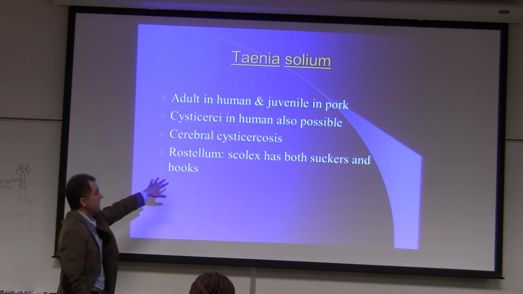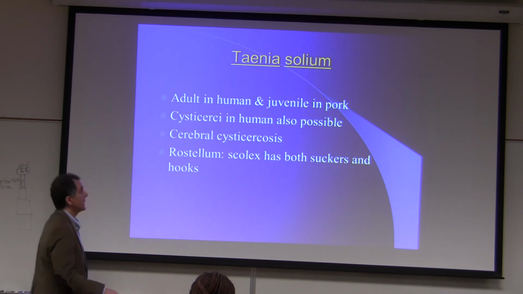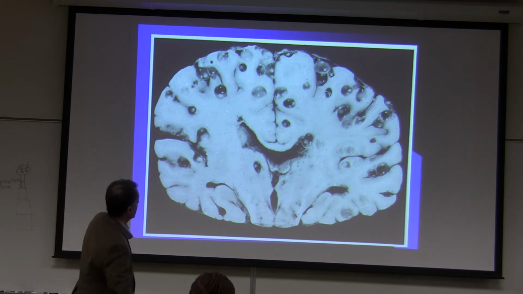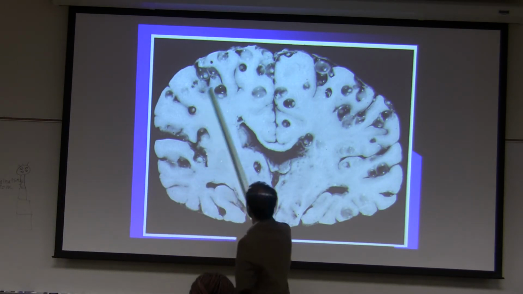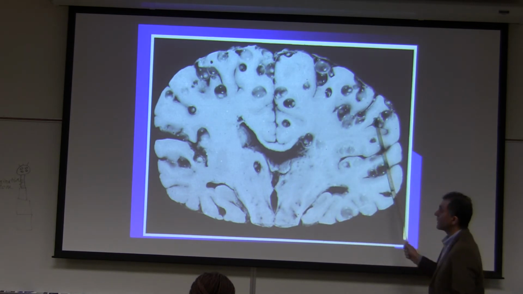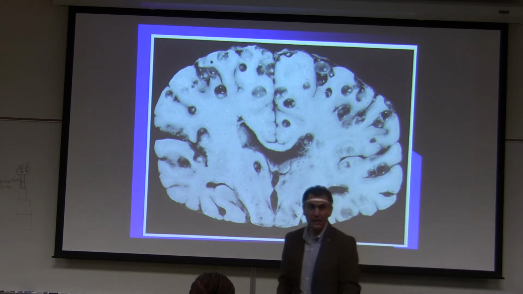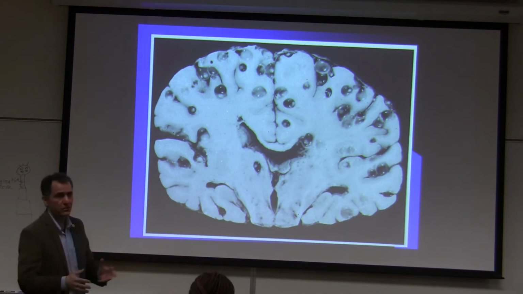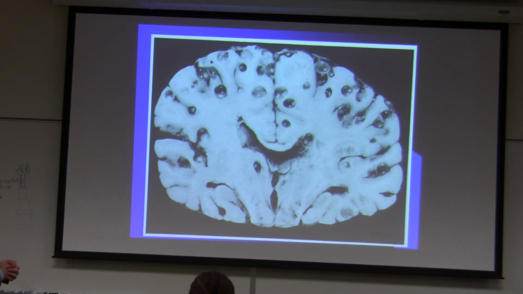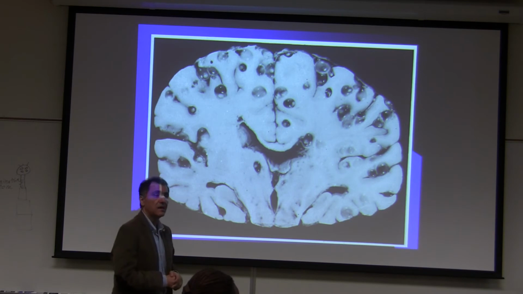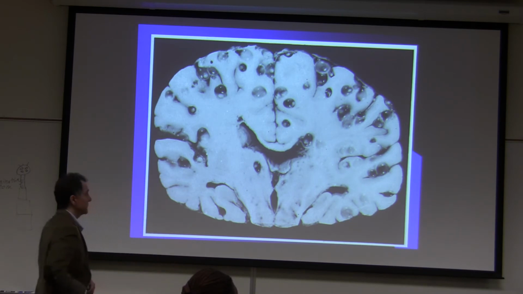The rostellum scolex has both suckers and hooks. I just showed it to you guys. And this is the picture of Taenia solium, these are all cerebral cysticercosis. Many of them, no drugs. The person will develop some kind of seizure at the beginning, and then of course you take them to the doctor. They take an MRI or X-ray, whatever diagnostic tool the doctor decides, and then you come up with these nodules in the brain. This is cysticercus in the brain, so they call it cerebral cysticercosis.